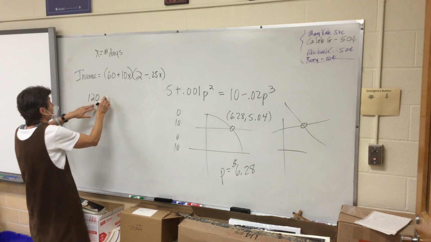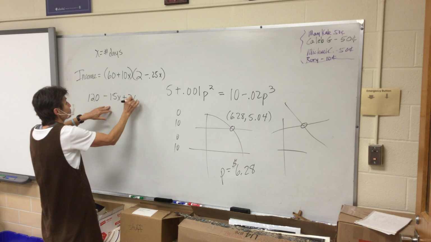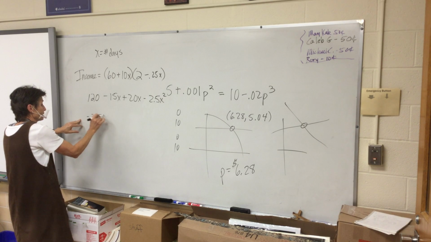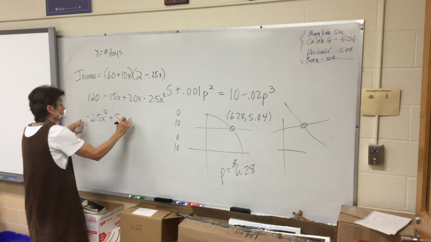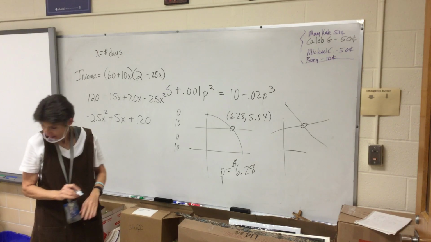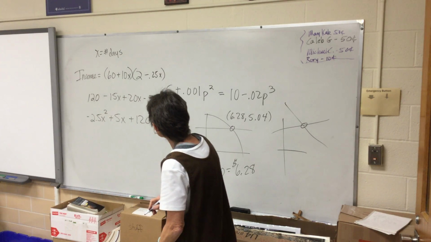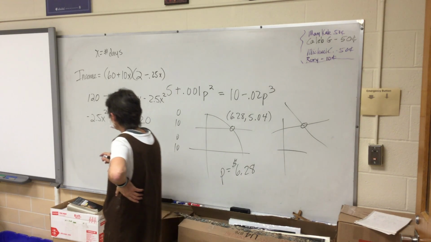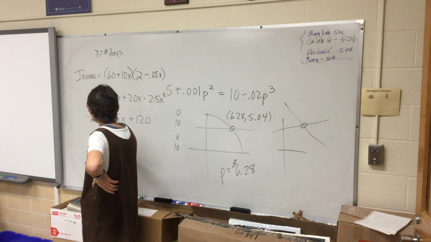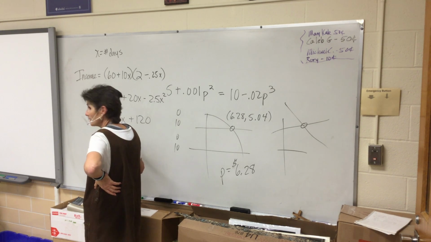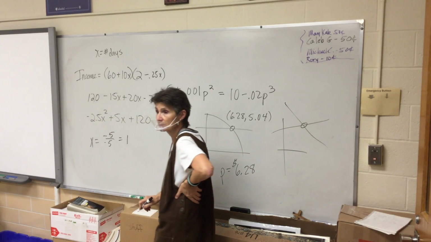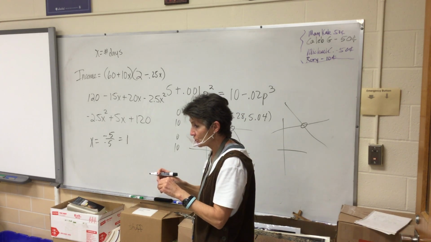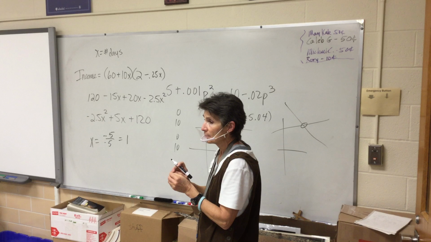So 120 minus 15 plus 20 minus 2.5. All right, so I did not use my calculator. I hope that I multiplied correctly. And negative b over 2a, I got 1. Any confirmation from that? Okay.